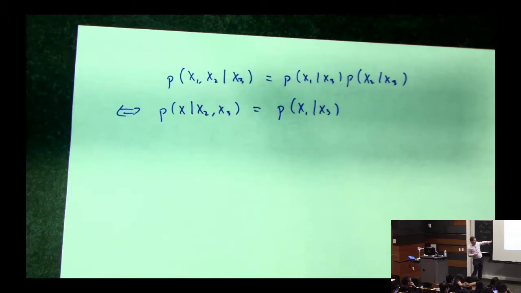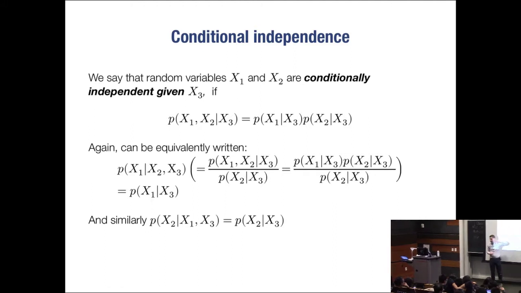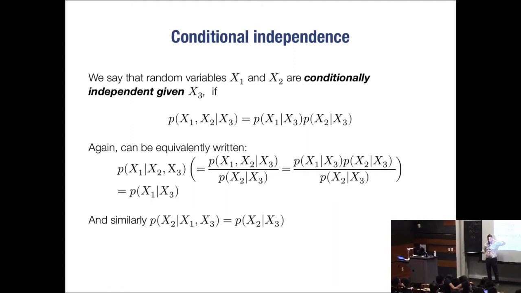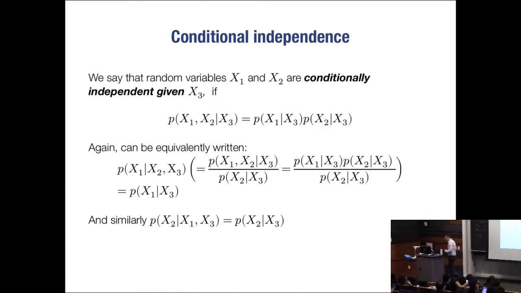But the point is, if I know x3 and I want to predict x1, then also telling me x2 doesn't actually help me. Just like before, telling me x2 didn't help me predict x1 better. Here, telling me x2 doesn't help me predict x1 better as long as I already know x3. I'm just using letters here, x1, x2, x3. Let me give a few examples.